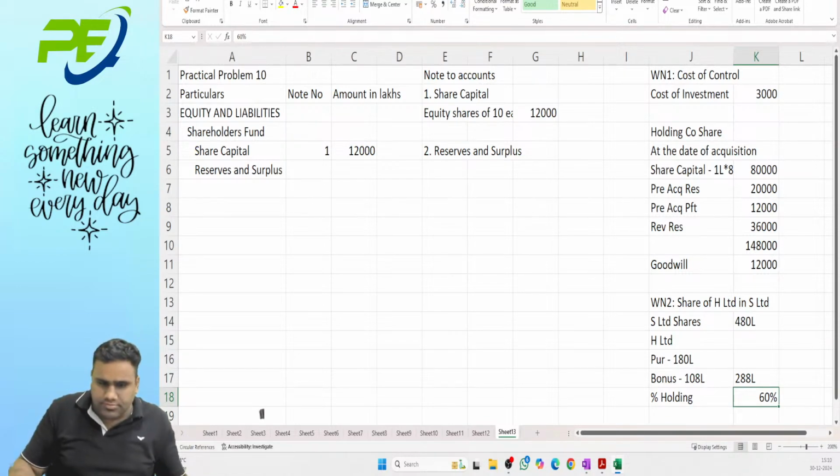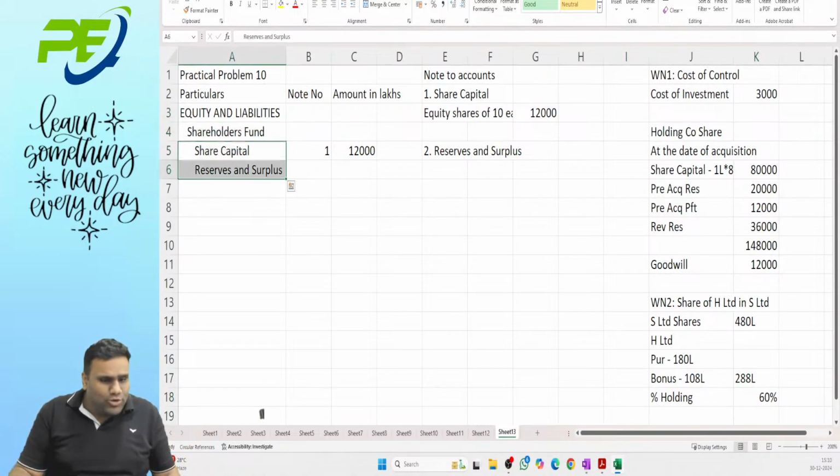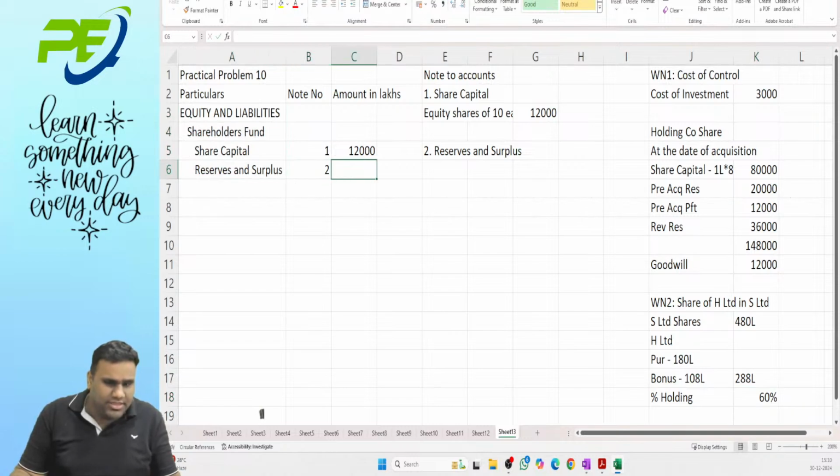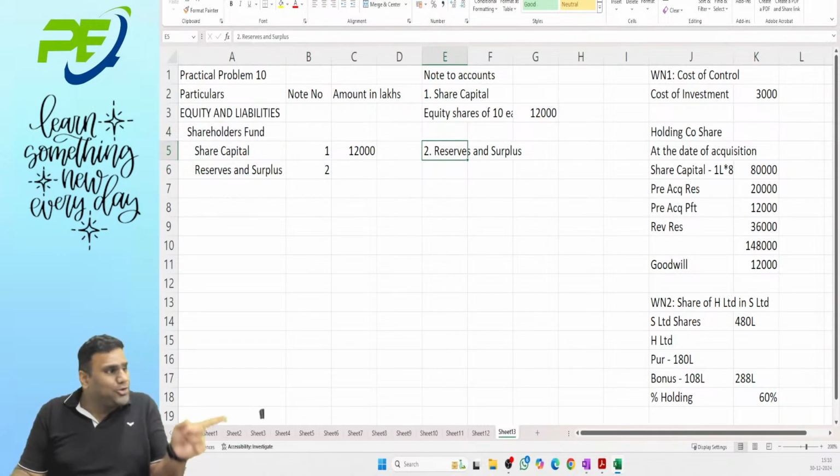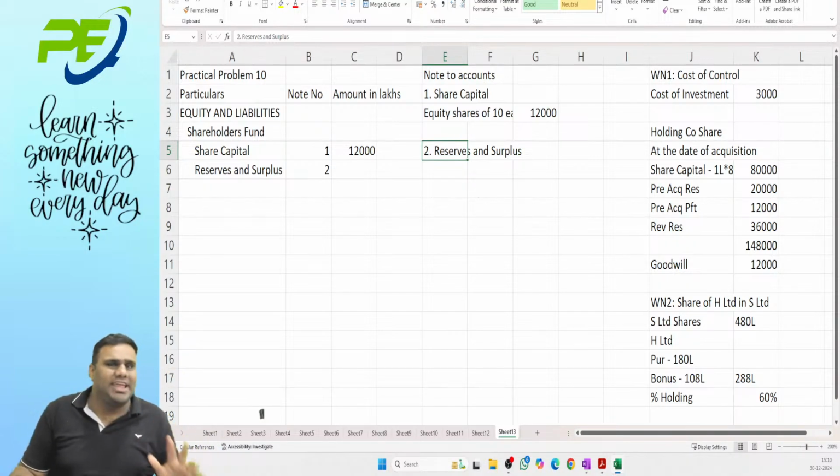So 60%, everyone. The holding company is holding 60% in the subsidiary. Now, see guys, where we were, we were doing balance sheet. Note number 2 was reserves and surplus. For reserves and surplus, we went to cost of control. But for cost of control, we don't know the percentage. So we calculated the percentage first.